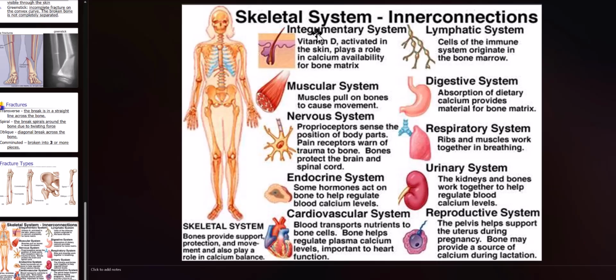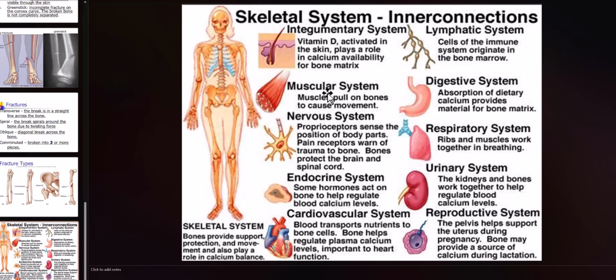So you learned back in the integumentary system that UV radiation hitting the skin, that vitamin D begins its synthesis in the skin. And in that conversation, briefly, you learned that that vitamin D was important for the absorption of calcium into the bones and also into the digestive system. So there's a connection between the integumentary system, because we're making vitamin D, and vitamin D is important for calcium availability and calcium absorption for bone growth.